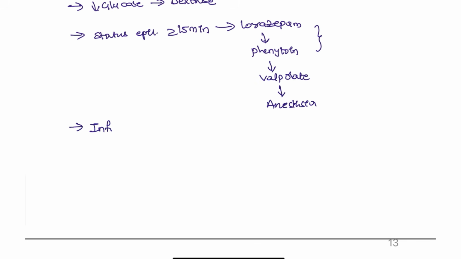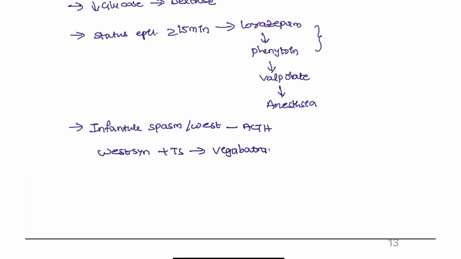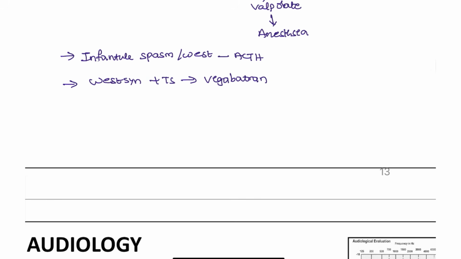Next, infantile spasms or West syndrome. This is treated with ACTH, and for West syndrome with tuberous sclerosis, here we are going to give vigabatrin. Vigabatrin is given for this patient.